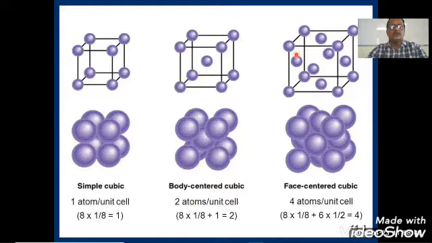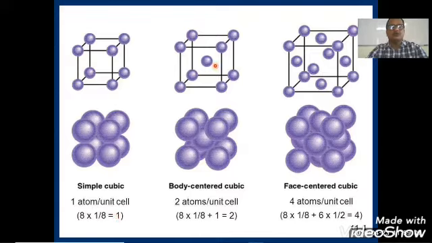So here, that is the summary. This is the simple cubic unit cell. Units are at the corner, and the total number of unit per unit cell is equal to 8 into 1/8. 8 stands for the number of units at the corner, and 1/8 is the fraction of the unit per unit cell, and it will be equal to 1.